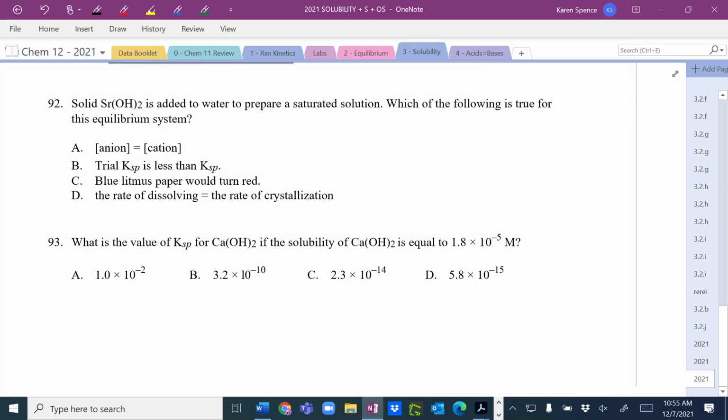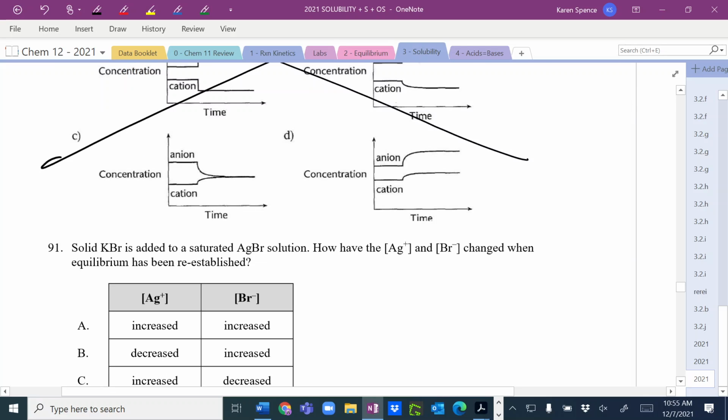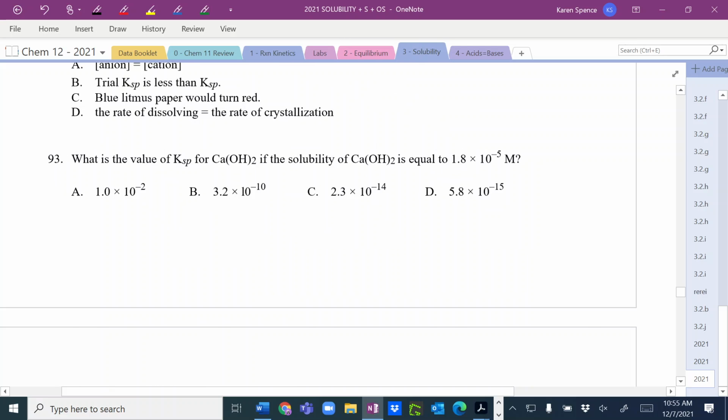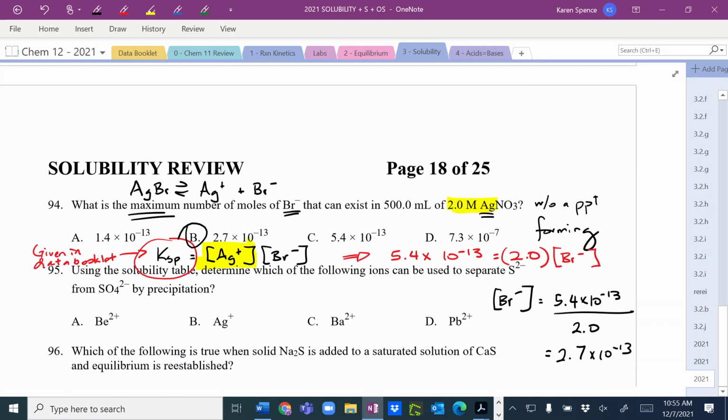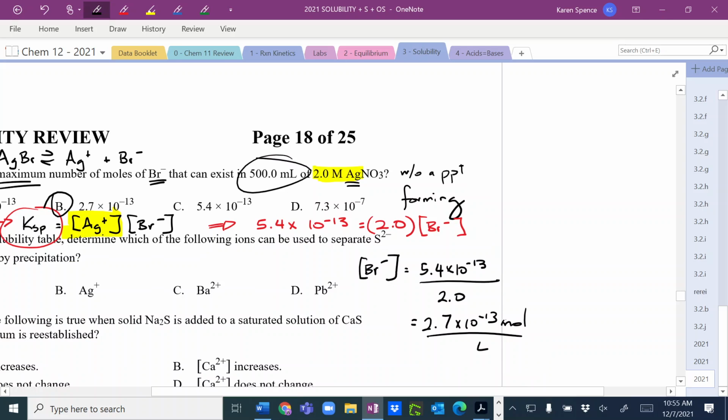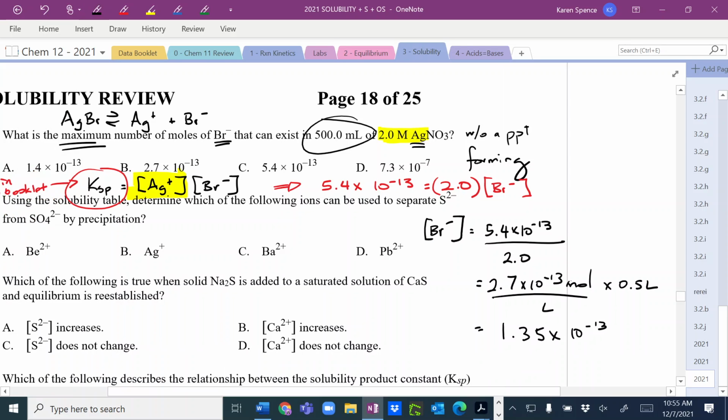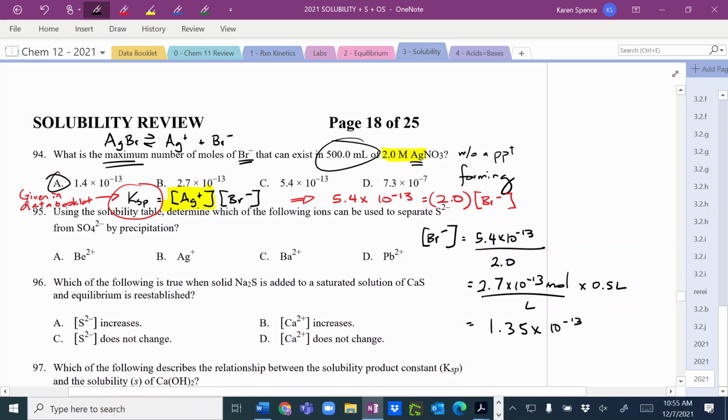Oh, yeah, because I was leaving it as molarity, but we want the number of moles, not the molarity. And look at that, they tricked me. Okay, so that's our molarity. That is our moles per liter. And we have half a liter, 0.5 liters. Thank you for catching that. 2.7 times 10 to the negative 13 times 0.5 is 1.35 times 10 to the negative 13. So that should be A, not B. Yes, of course.